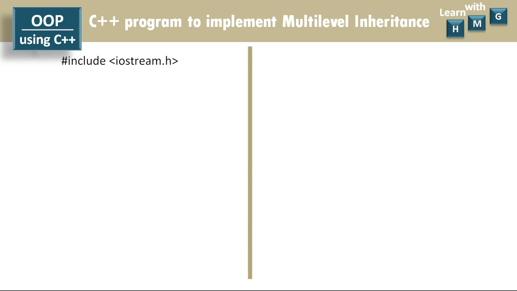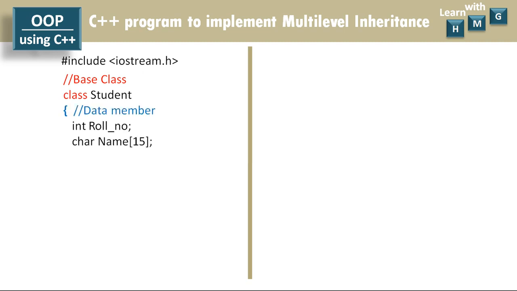As usual, include iostream.h. Let us go for defining the base class. Student is the base class. Its data members in the private section are roll number and name of student. I have declared two variables, roll number of integer type and name as a character array. So by default it is the private section and private data members.